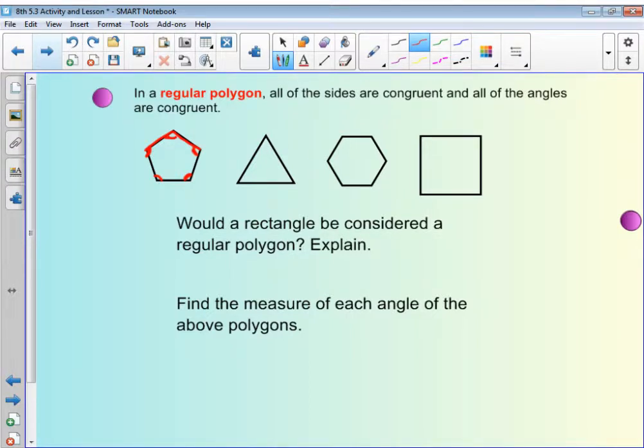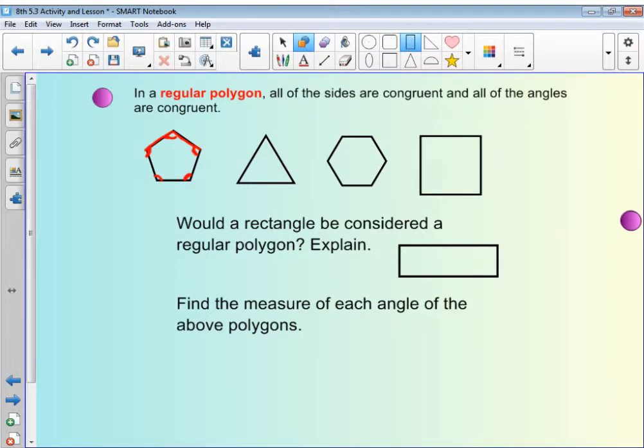So it says, would a rectangle be considered a regular polygon? If I were to go through and actually draw a rectangle, let me just grab up here a rectangle. Does it meet the qualifications? Well, all sides have to be congruent. Is this side right here the same length as that side? No. So a rectangle would not be considered a regular polygon. Yes, all of the angles are equal, but not all of the sides are equal.